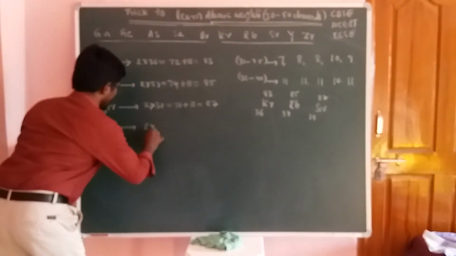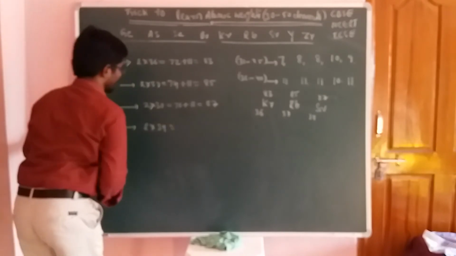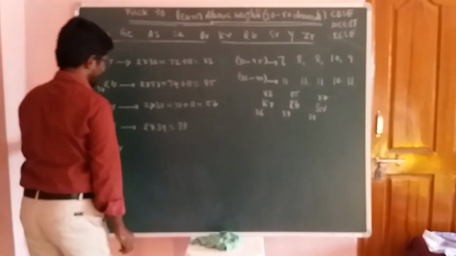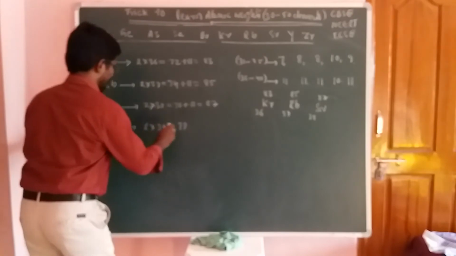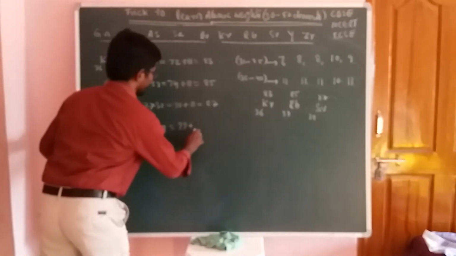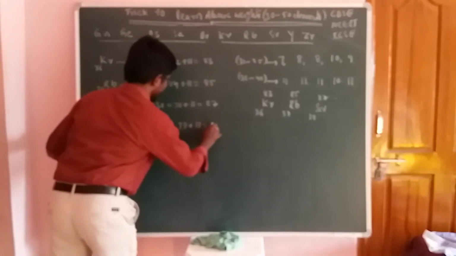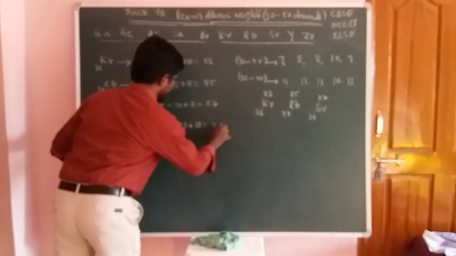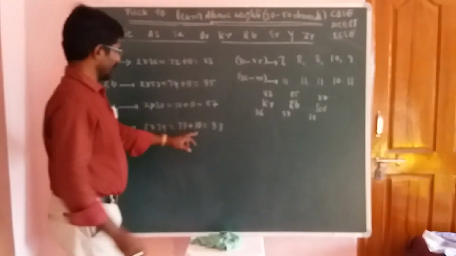So 2 into 39, students, means 78. Then what about this one? You should add 10. So that means 88 only. Okay students? 88.